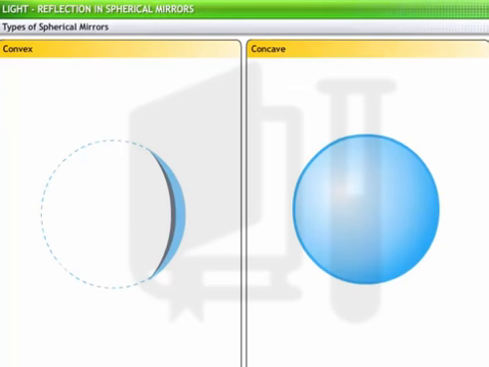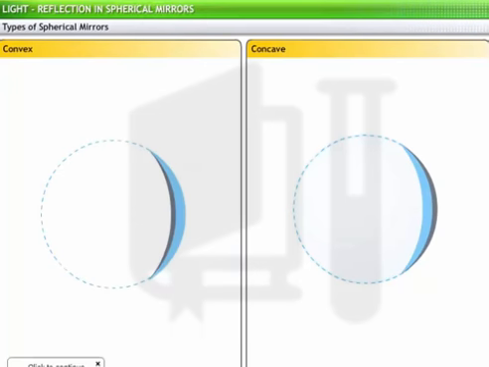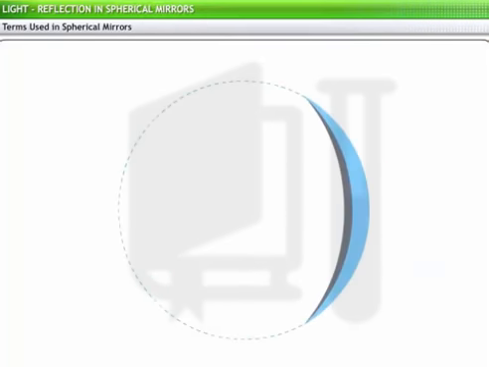A concave mirror reflects light from its inner spherical surface and has a silver coating on its outer surface. Dentists usually use concave mirrors to examine teeth. You need to be familiar with the terminology used in calculations involving spherical mirrors before you get into more detail.